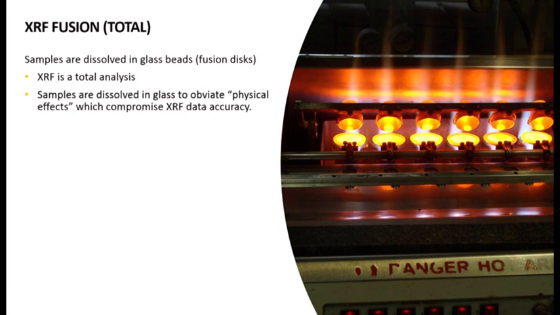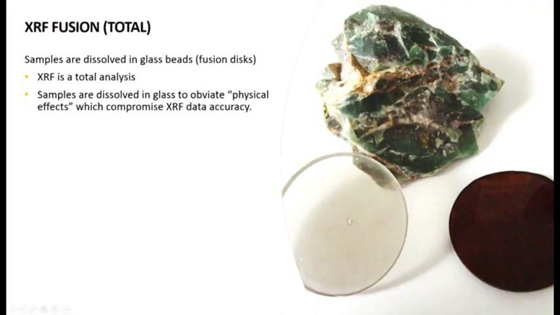These severely compromise XRF accuracy. So if you get rid of the interactions that X-rays have with crystals or minerals, you get a far better analysis, and the corrections you need to make are relatively simple and can be done by the computer. Whereas if you try to correct for powder analyses, it gets very messy and very difficult, and the data are not particularly good.